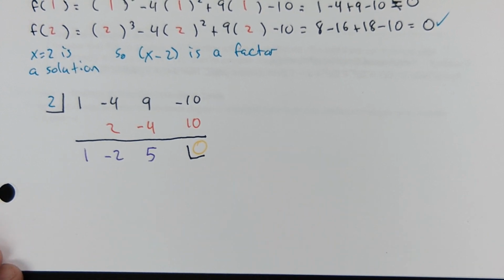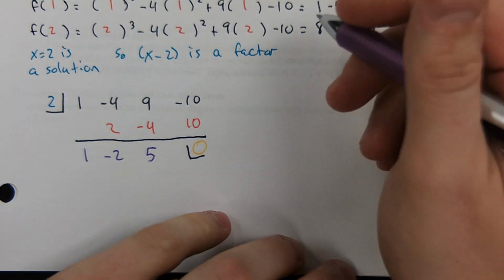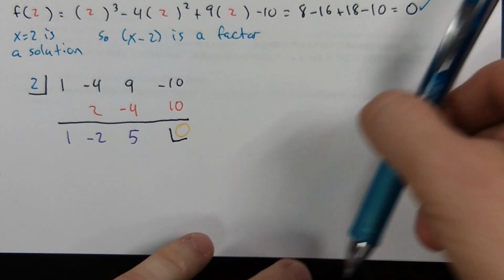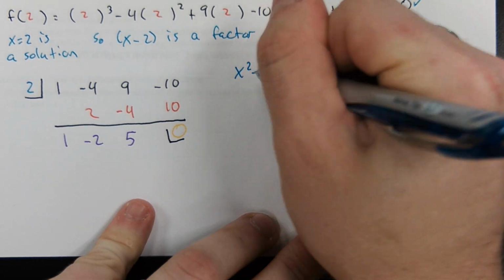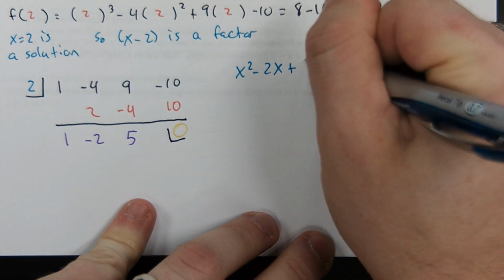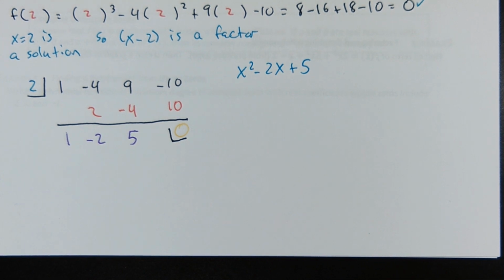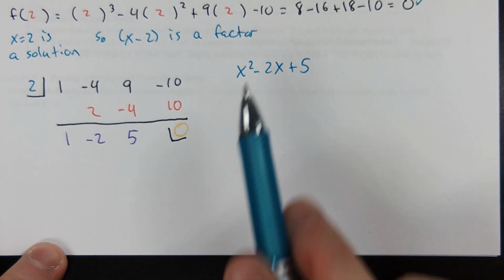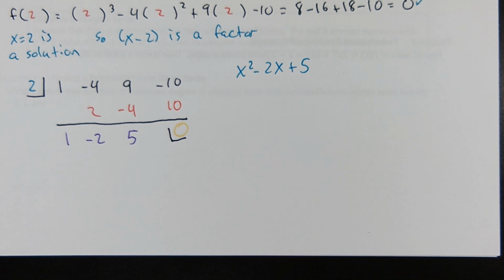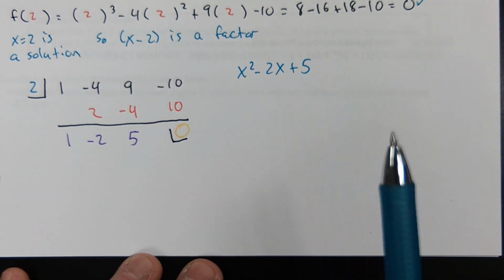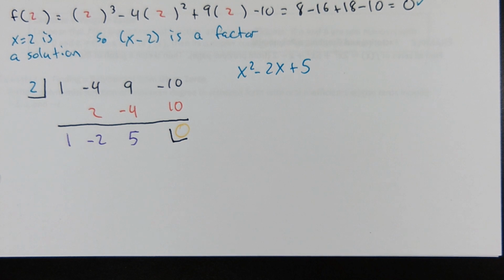These 3 numbers are the coefficients of our quadratic. We now have this quadratic factor, x squared minus 2x plus 5. So let me ask you, are there any 2 numbers that multiply to 5 that add to -2? There we go.